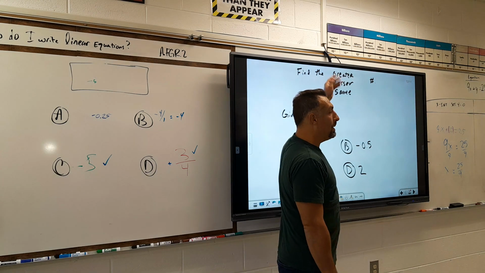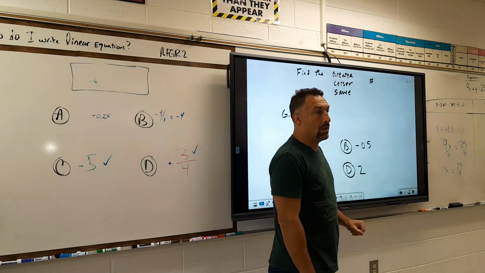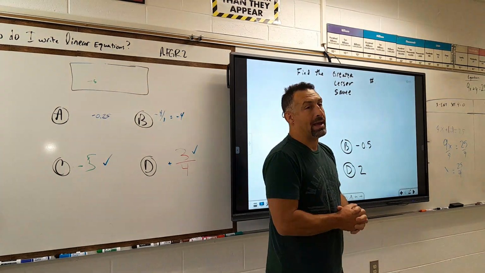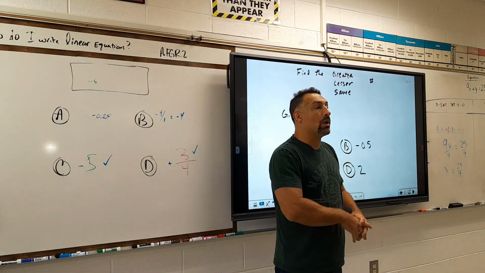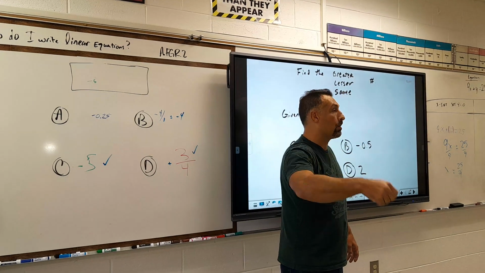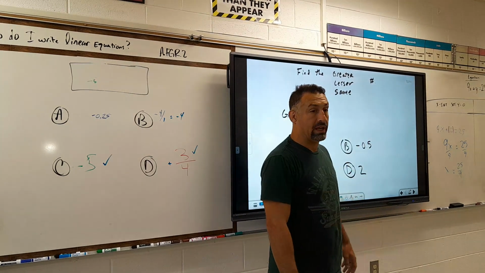Which number is bigger than the one you were given? Which number is smaller? Or which one is the same as? It's going to be one of those 3 questions. It'll either be find the bigger number, find the smaller number, or find the number that's the same as the one that you were given.